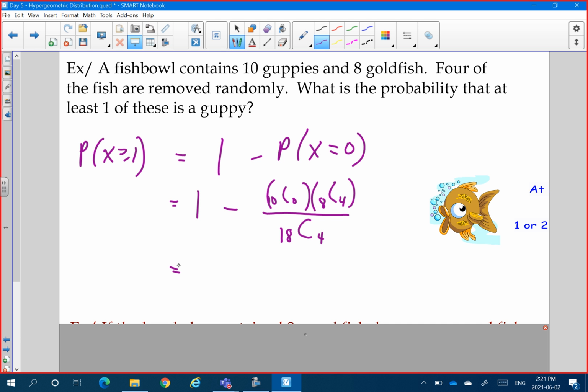So again, we're going to simply grab our calculator. I would like to do this part first, and then 1 minus my answer, and it gives me 0.9771.